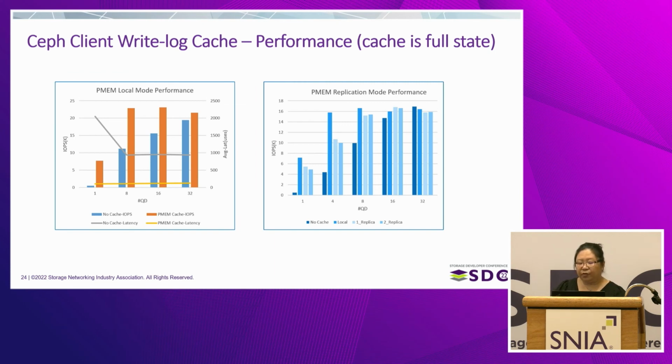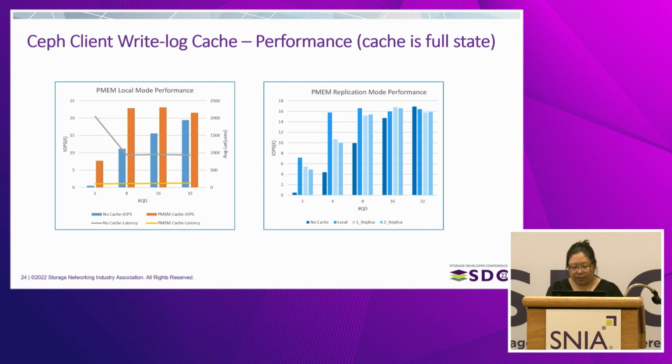And this is the performance with the local and the remote PWL. We test the performance when the cache is in a full state. If the cache is not full, the local write is much faster than writing to the Ceph cluster, so we just test how performance is influenced when the cache is full. The left side is just the local mode performance. The orange color is the PMEM cache, and the blue one just writes to the Ceph cluster, with no cache.